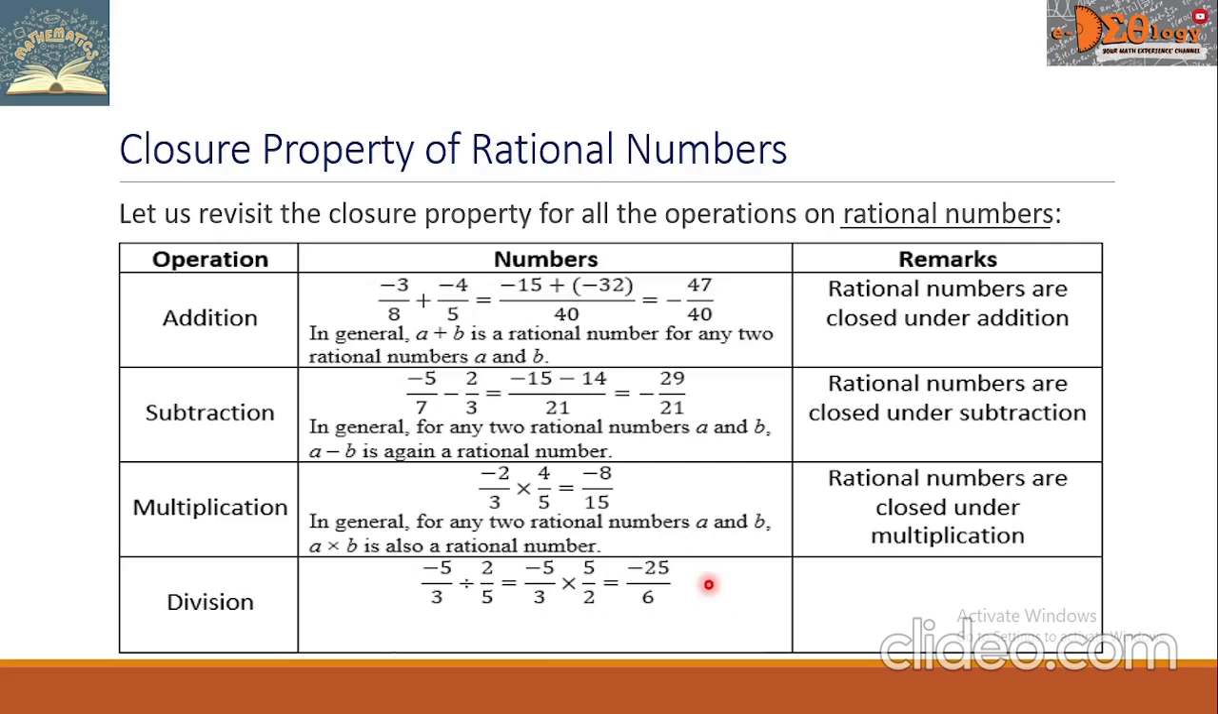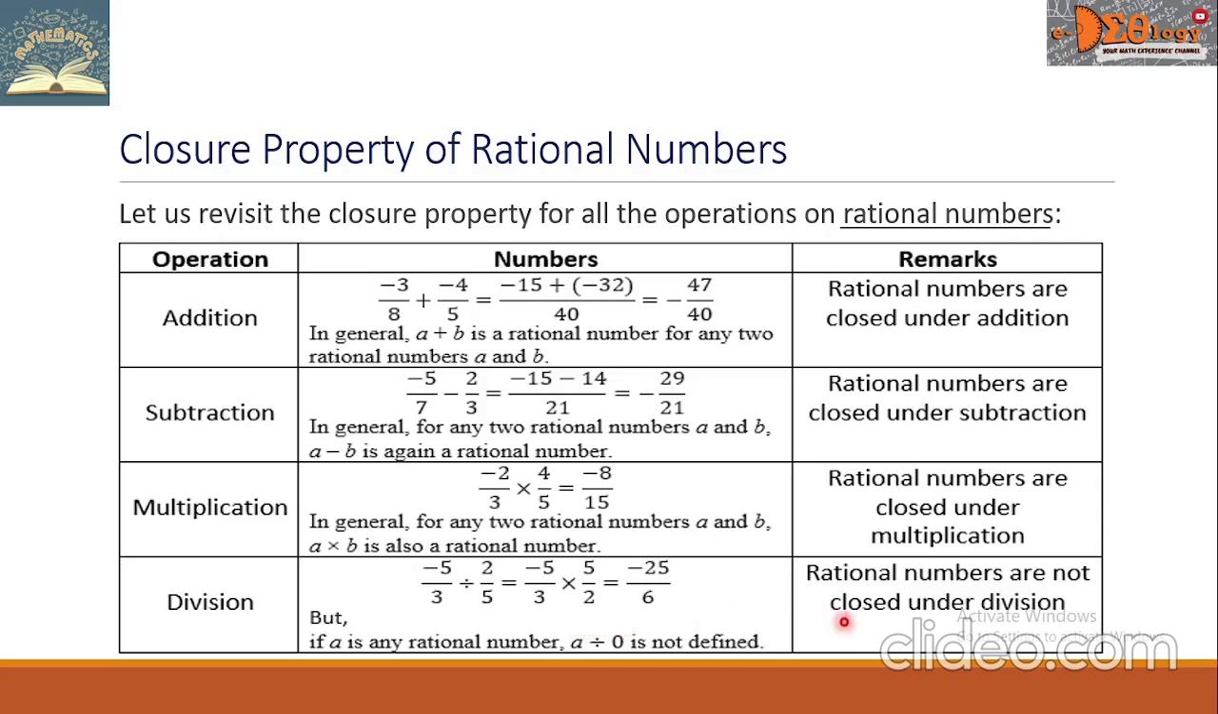But there is a counterexample here. Let a be any rational number. Suppose we have a divided by 0. We know that 0 is a rational number. But this a divided by 0 is not defined. In this case, we say that rational numbers are not closed under division.